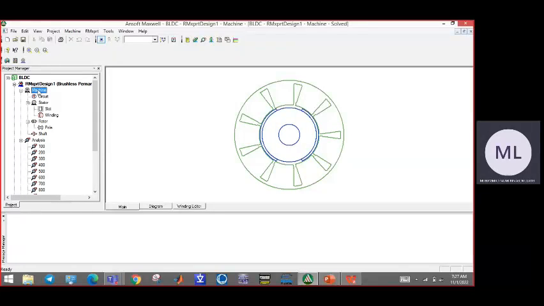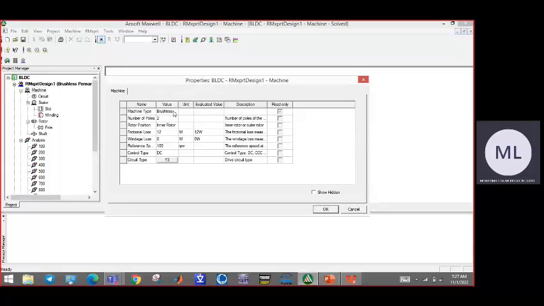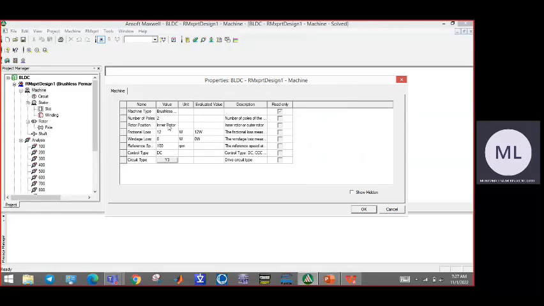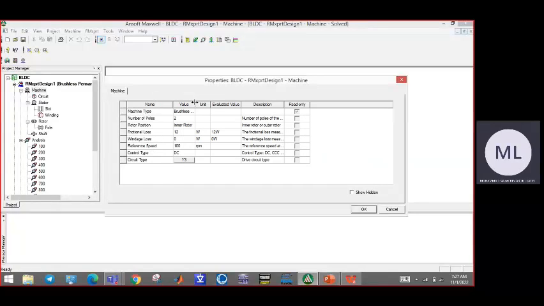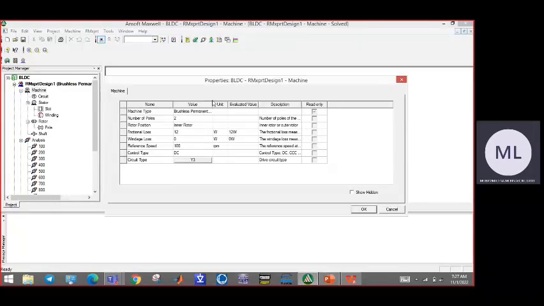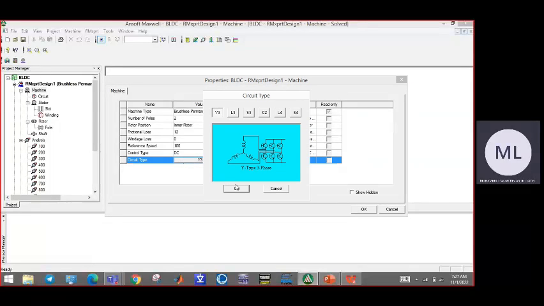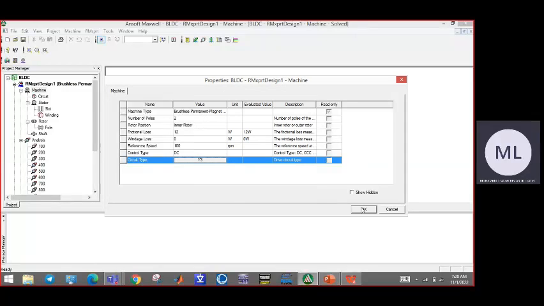The first one is the machine. You need to select the machine type and input the required data. The machine type is a brushless permanent magnet motor, the number of poles is 2, the rotor position is inner rotor, and there are also frictional loss, reference speed, and the circuit type. This is the circuit type. I choose the wye type, 3-phase.